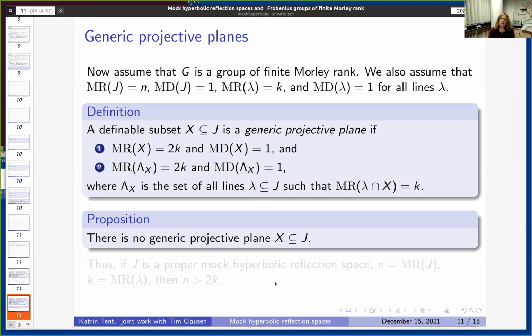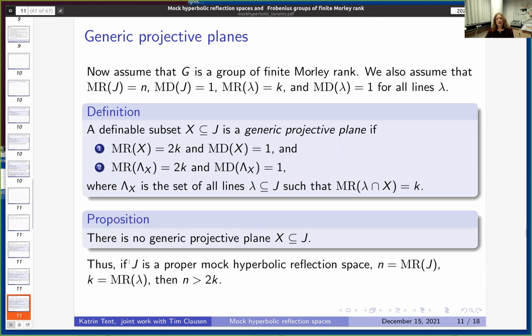And as a consequence of that, if you have a group where the involutions form a mock hyperbolic reflection space, and it's not just a single line, and n is the Morley rank of the involutions, k is the Morley rank of the lines, you must actually have that n is strictly larger than 2k. And this essentially follows from this observation that you can't have a generic projective plane. And if you had something of this form, it would have to be a generic projective plane.